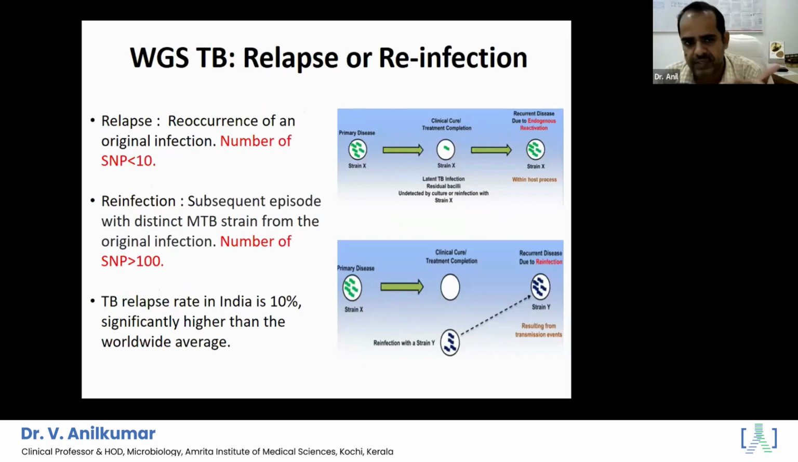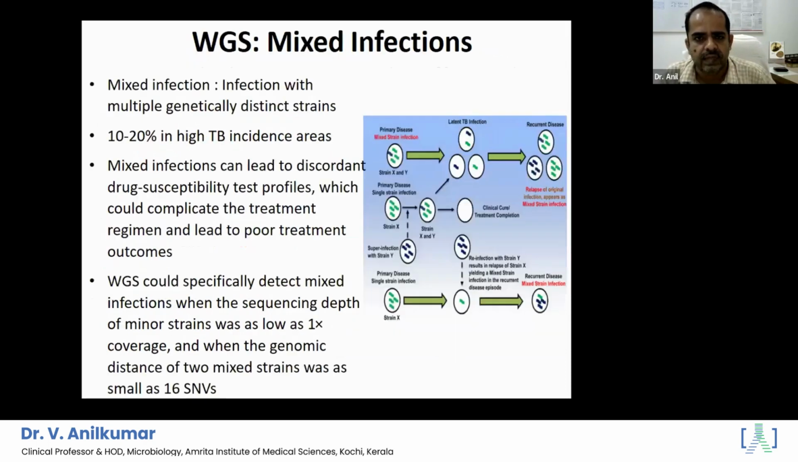it is a relapse. Reinfection is an infection with a totally different strain. That is, you have the whole genome sequencing data of the first isolate, the second isolate also you have, and the difference in SNPs is more than 100. It means that it is a reinfection, a new strain that is causing infection. TB relapse rate is very high in India, 10%. So it makes sense to identify whether it's a relapse or reinfection in the Indian setup.